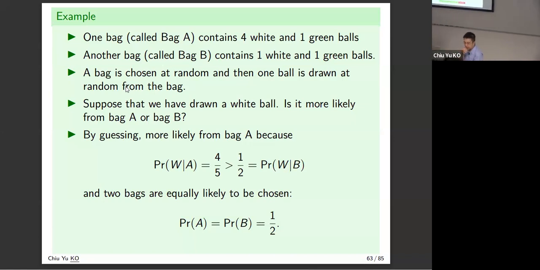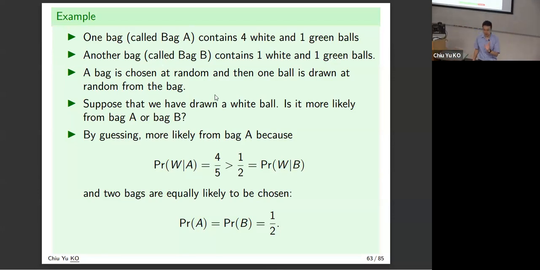But you would think the other way: it is more likely to be from A, because A is more likely to come from white, right? There is more white than green, right? So to quantify this, let's do the calculation. Let's see how you usually approach this kind of question.